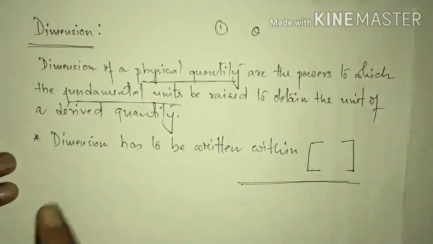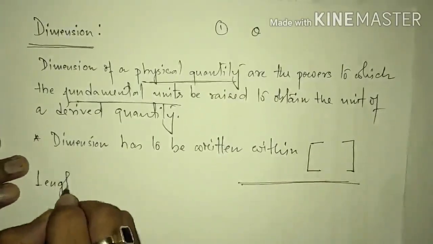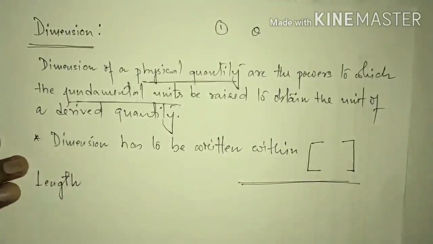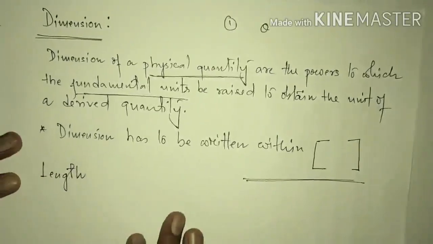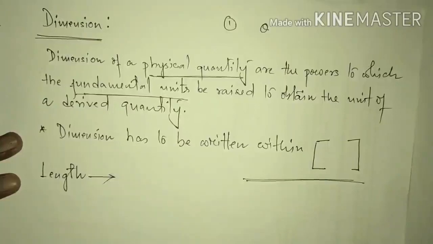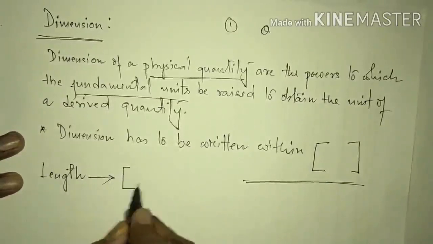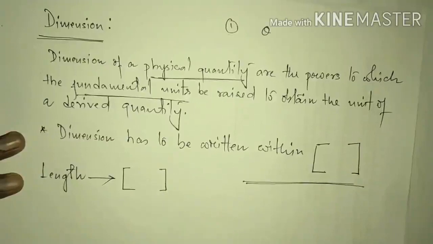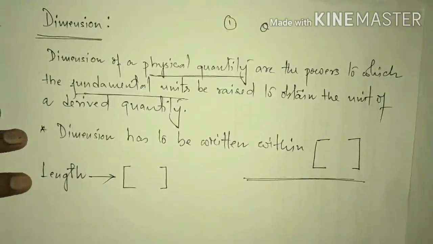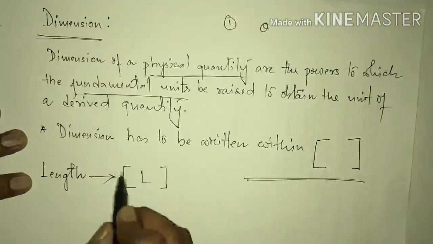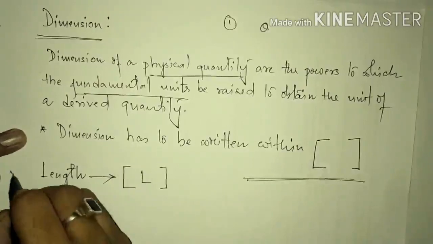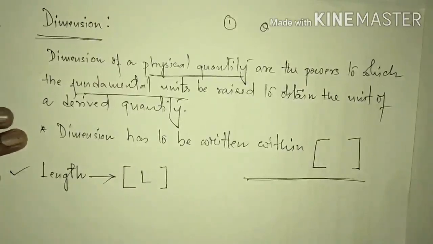For example, say length. Length is a fundamental quantity we know. Now how to represent the dimensional symbol of length? This arrow is just to make you understand that whatever I am writing, this will represent the dimension of length. Now what is the symbol of length? It is L. Fine? It is L. So L I have written within third bracket. So this represents the dimension of length.